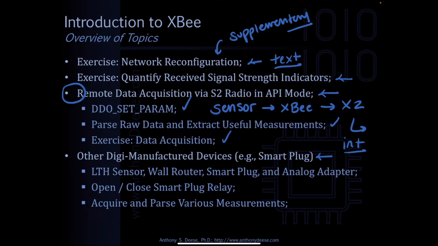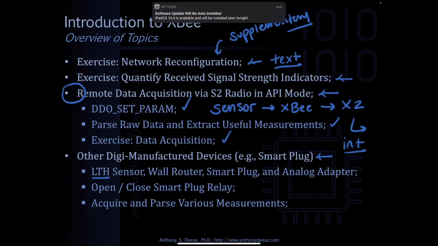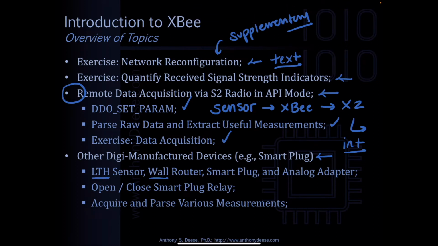Examples include the light temperature humidity sensor, the wall router, the smart plug, and the analog adapter. We are going to go over two exercises. We are going to discuss how to open and close the smart plug relay, and we're going to talk about how to acquire and parse various measurements from these devices.